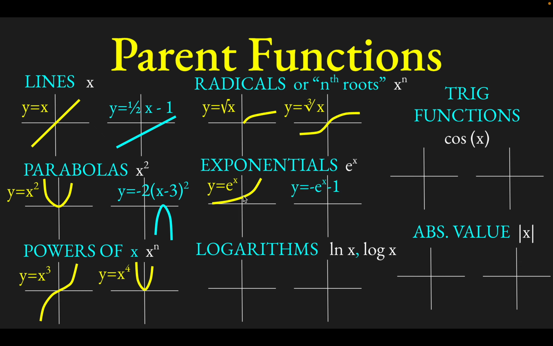And you can transform these as well. So if you had negative e to the x minus 1, the negative would flip this thing upside down, and the -1 would shift it downwards. So you'd get something that looks like this. If you didn't have the -1 here, it would be slightly above here. It would cross at 0, -1. But this is going to cross at 0, -2, because we're going to shift it down by another 1.